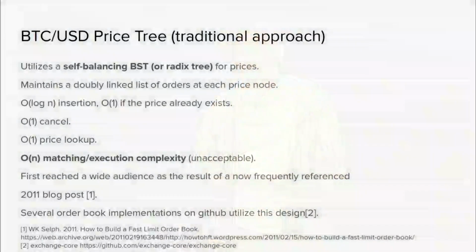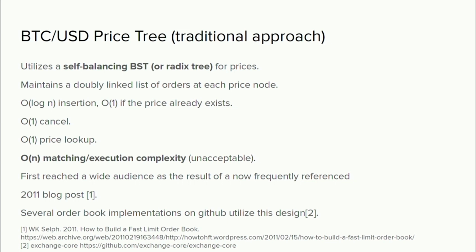But first, I'm going to go over some of the traditional data structures that are usually used for order books and matching engines. Typically, the most traditional design that we could find, there's actually very little literature on this subject. A lot of these matching engines are trade secrets from centralized exchanges. The most traditional design is you use a self-balancing binary search tree or a radix tree, and the nodes are prices. In each node, you have a linked list of orders. It has some decent properties, right? You have log n insertion, and you can optimize this and have O(1) insertion if the price already exists. You have O(1) cancel and price lookup. But the big problem is you have O(n) matching complexity.